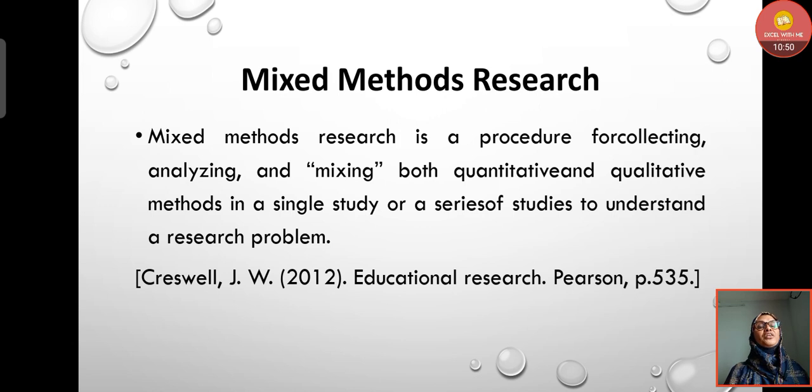Now, mixed methods research. This is a research procedure for collecting, analyzing and mixing both quantitative and qualitative methods in a single study or a series of studies to understand a research problem. Obviously, mixed itself tells you about the mixture of both quantitative and qualitative approaches or methods.